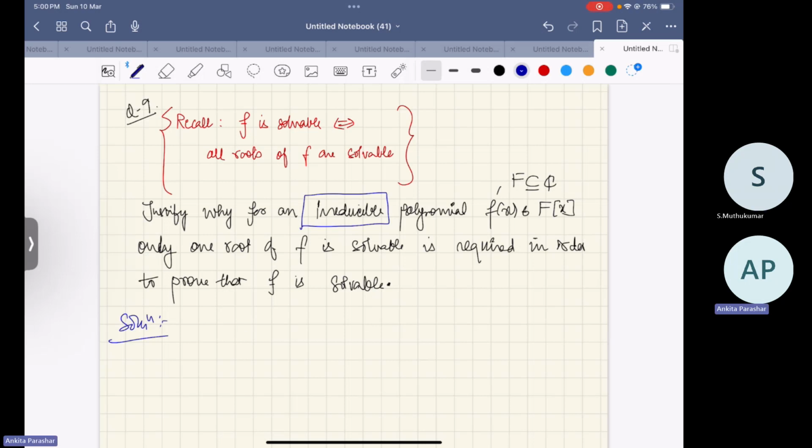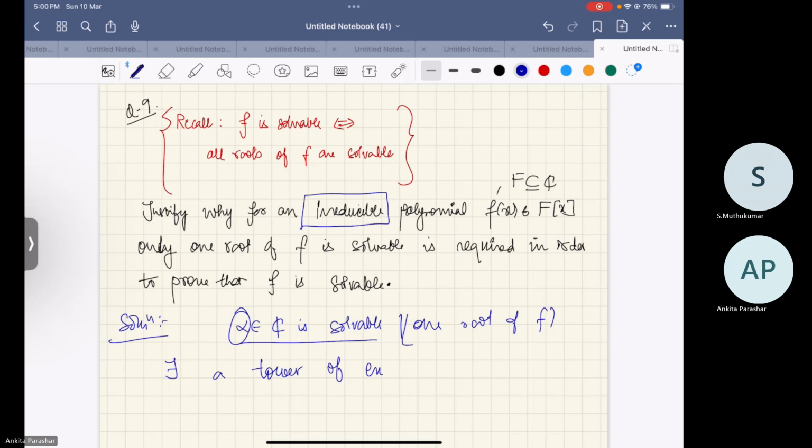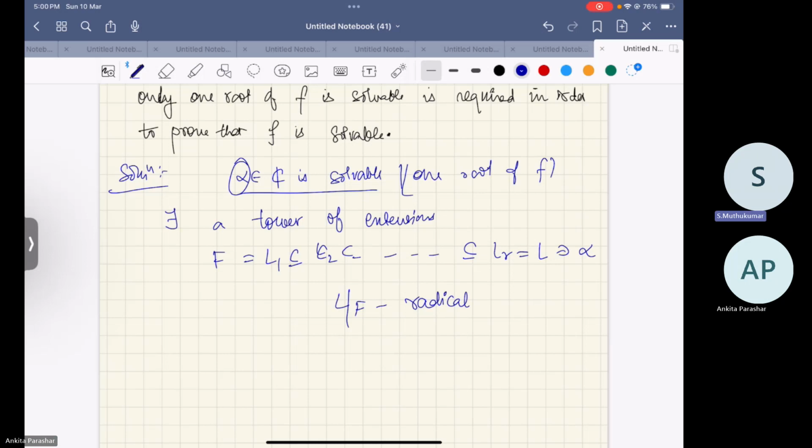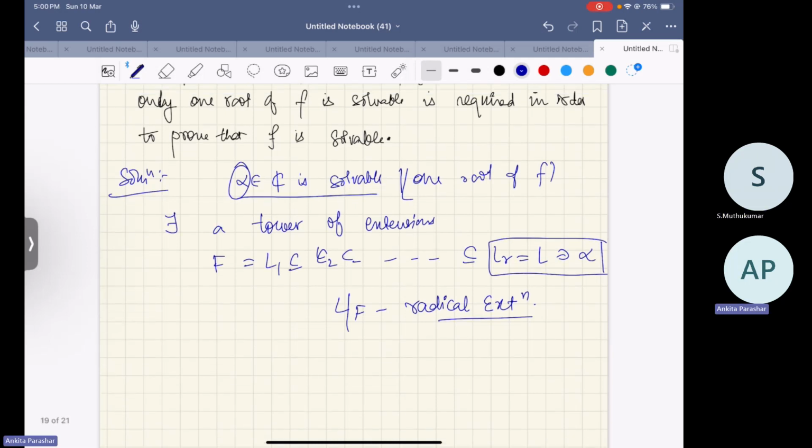So let's write that one root. Let's say alpha is solvable. It is one root of f. Definition of solvability of a root, what do you say? There exists a tower of extensions L1 contained in L2 contained in Lr, where this alpha lies, and this L over F is a radical extension. You agree, right? And this final field has alpha as an element. This is the definition of solvability by radicals, right?